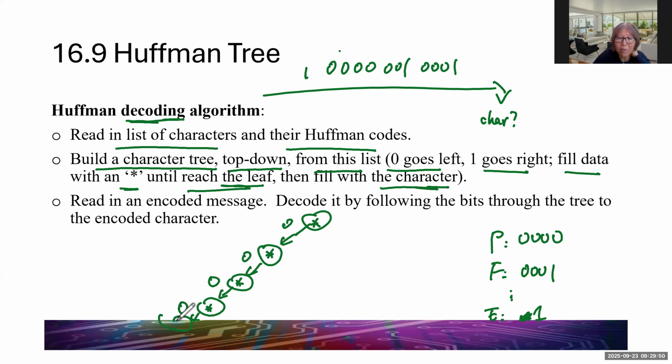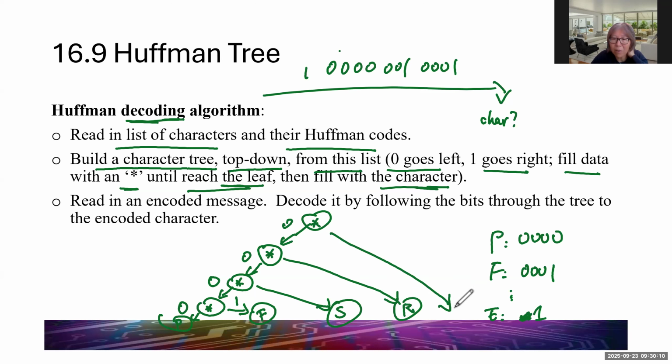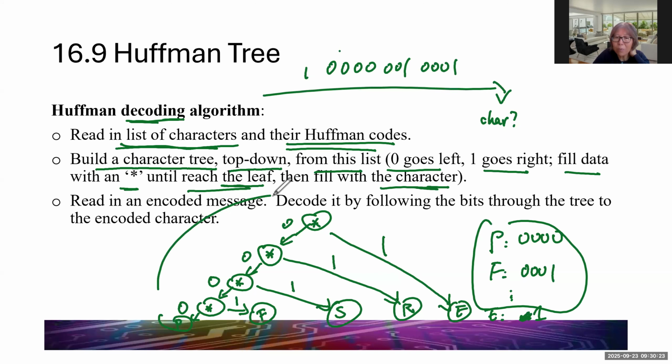And then this is P. P is at the leaf node. Same thing 0, 0, and here you go to F. This is 1. And I remember we have maybe R or S, something here, maybe R, and here is E. This is 1, 1, 1. So you have the list of characters and their codes like this, and then you build this tree. This tree is called the character tree.